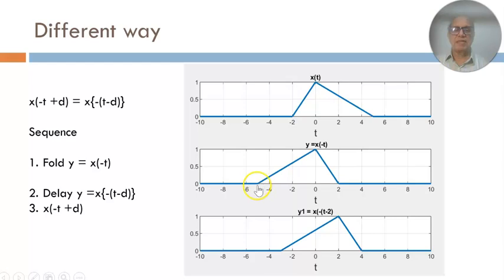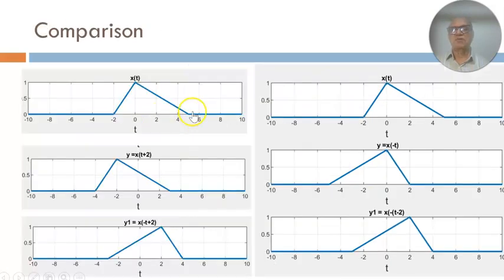So if you delay by d seconds, if this was starting from -5, then it will now start from -3. Okay, and this was ending at 2, so it will now end at 4 seconds. So this is the output that you will obtain. So notice that in both these cases the final output is same, although the nature of the time shift operation is different and the sequence of operations is also different. All right. So this shows the comparison.